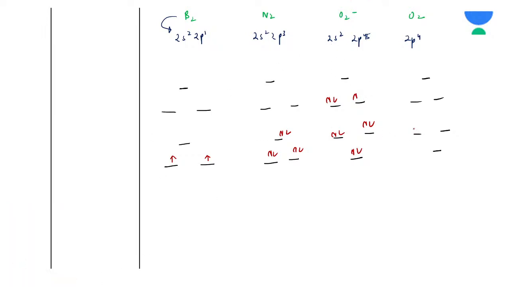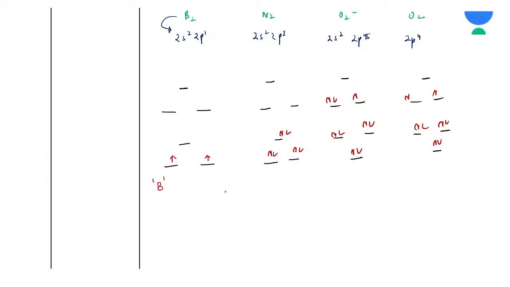Next, you need to take 8 electrons. So 1 2 3 4 5 6 7 8. This is how we are going to fill it. So what's the question? We need to find out the magnetism. Can I say boron is paramagnetic? Yes or no?